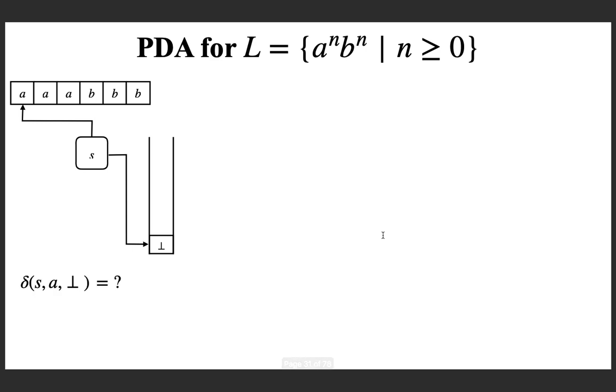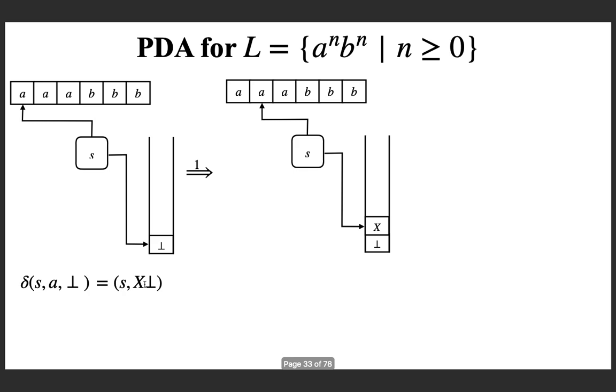So we can see how we can get the transitions. What will be the first transition? You are in the start state, you are reading a small a, and only the bottom of stack symbol is on the stack. What do you have to do? You have to push a symbol on top of the bottom symbol. You know that the bottom symbol will be taken out, so you have to put it back, and also you have to put a capital X, as we have seen. So without changing the state, you replace the bottom symbol with X followed by the bottom symbol, and if you apply this transition, you will get this.